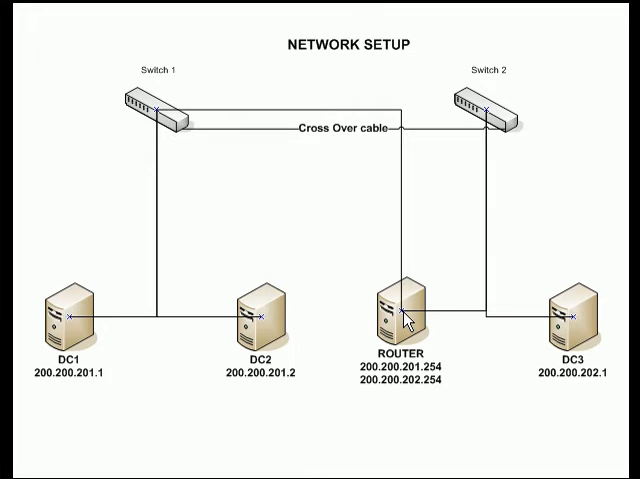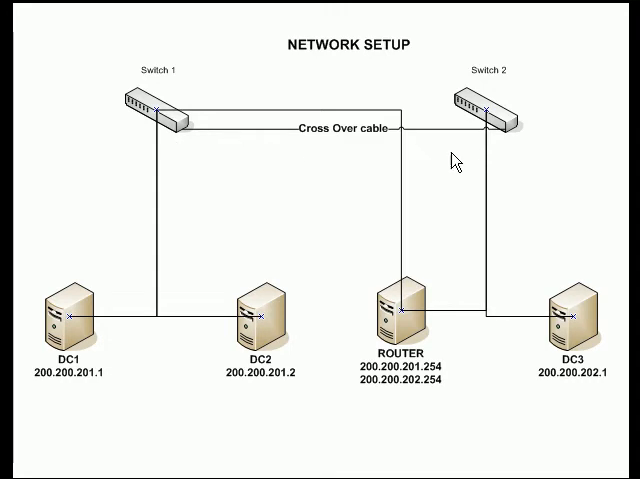And the second NIC card is connected to the second switch, and this particular NIC card that is connected to switch 2 will have an IP address of 200.200.202.254. In other words, the second NIC card will be housed in the second network or switch 2. So this particular one is connected to both switches. These two are connected to switch 1. DC3 is connected to switch 2. And then switch 1 and switch 2 are connected to each other by means of a crossover cable.